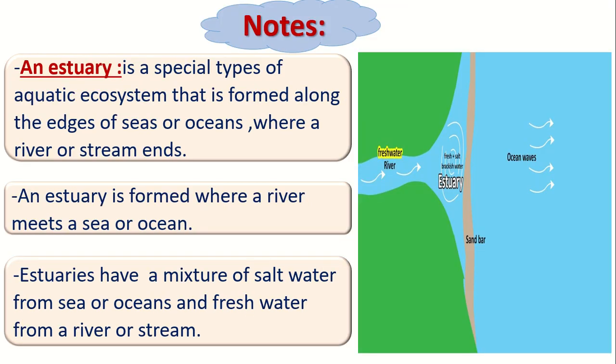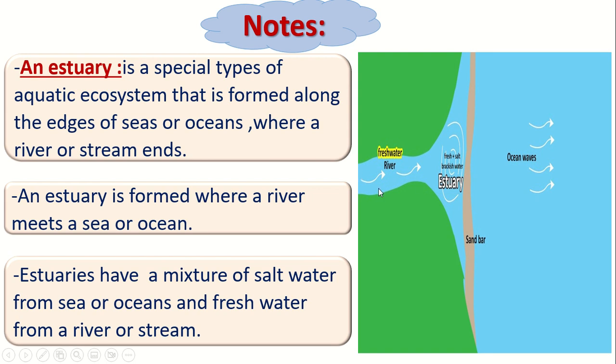What about the estuary? The estuary is a special type. Can you remember the estuary? The estuary is an aquatic ecosystem which can be found on the edges of the sea or ocean where the river or stream ends. What's the meaning of that? It's the place where the salt water of the sea or ocean meets the fresh water of the river or stream.